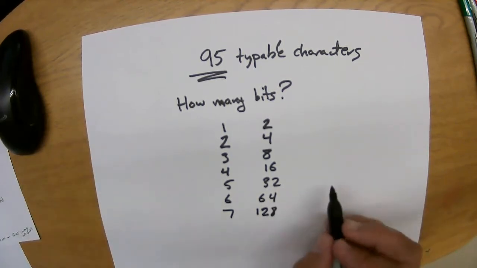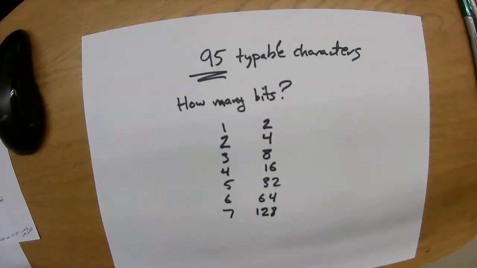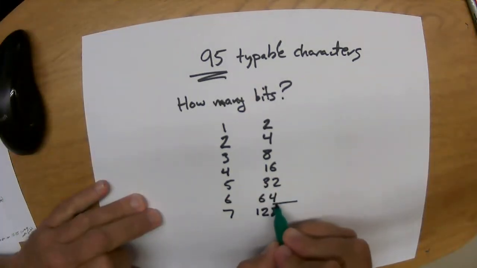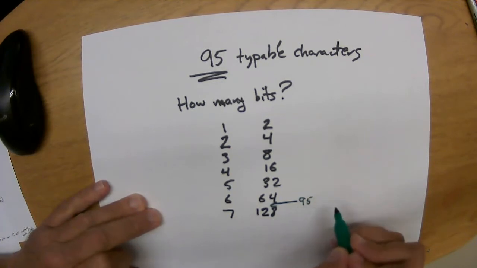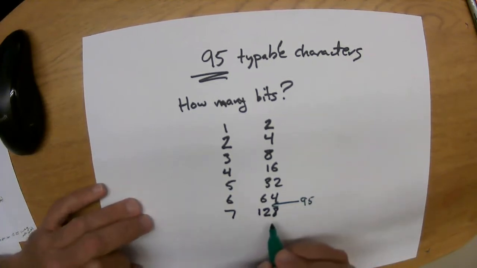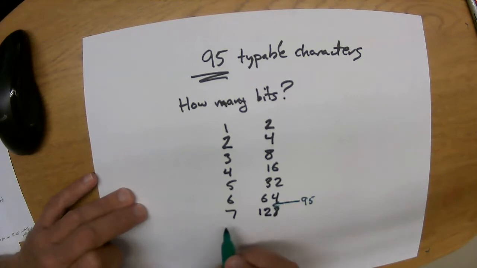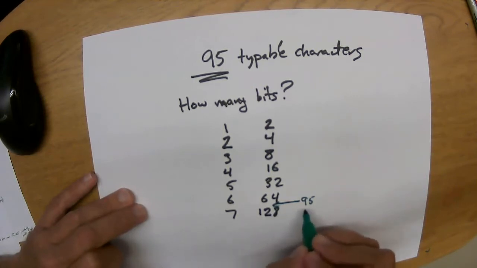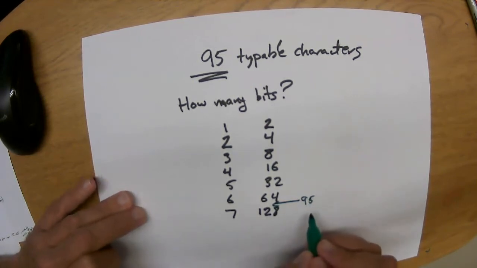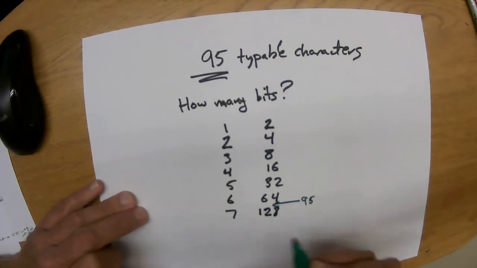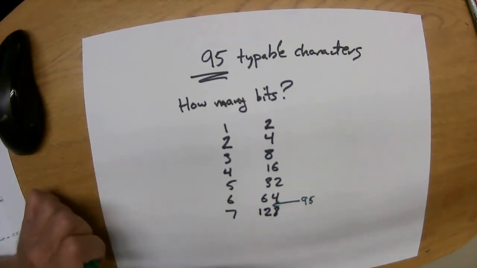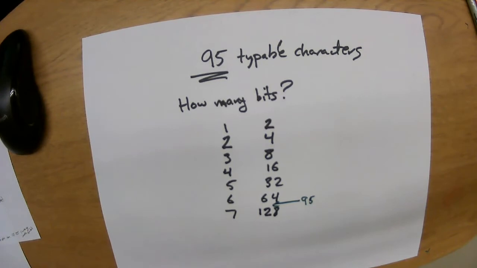So what I can see here now is that if I want to represent all 95 typable characters, and 95 falls between here and here, I need to use a 7-bit system, and that'll give me room to come up with a binary representation of all 95 characters, and some leftover room for maybe some other things we want to include in that character set, and you'll see that in a sec. So that's exactly what has been invented.